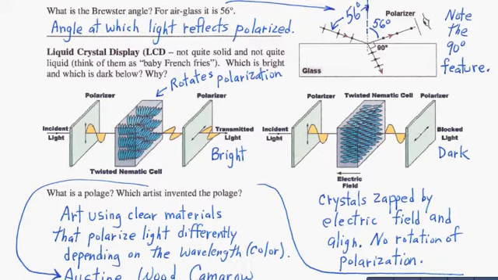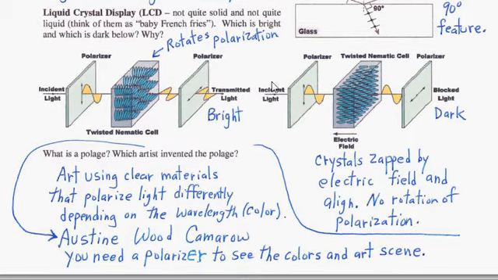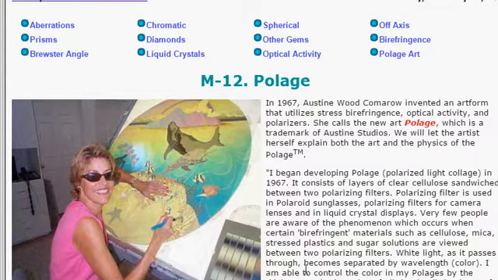Finally, we have a beautiful example of polarization in art, and this is Austine Wood Comarow. She looks at birefringent material, like Scotch tape has that, and potato chip wrappers will have that. These are very, very neat things. They basically take light, and different colors of light will be affected by the birefringent material, like cellulose, mica, stressed plastic, sugar solutions, for example.